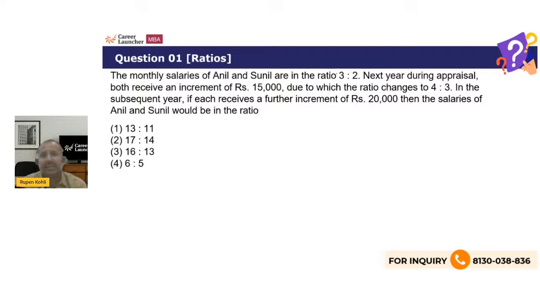So let's say 3K and 2K are the initial salaries. When we add 15,000 to both, I'm not writing the three zeros just to keep it simple, so I'm just writing 15 for the 15,000. So that's 4 by 3. From here, we should be able to get the K value and then the actual salaries. Cross multiplying, we get 3 into 3K, 9K, plus 15 into 3, 45, equals 4 into 2, 8K, plus 15 into 4, 60. So 9K minus 8K, or K, is simply coming to be 15.